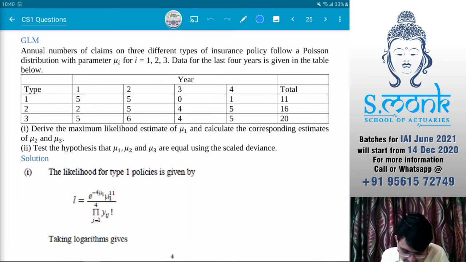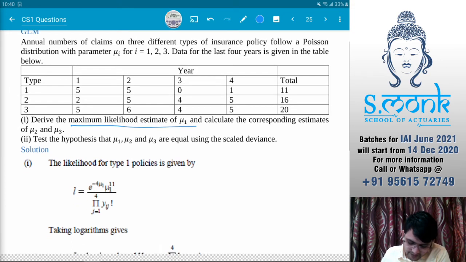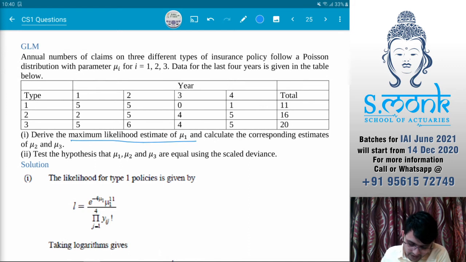here we have an annual number of claims. Here what we have to do is find the maximum likelihood estimate of mu1. First of all, maximum likelihood is going to be the most difficult question in the GLM part, along with maybe the scale deviance questions. So how do we calculate maximum likelihood for a GLM question?